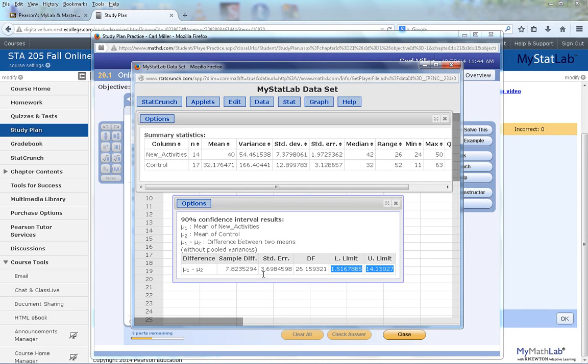So hopefully this gives you an idea of how to calculate a confidence interval from independent samples in StatCrunch.